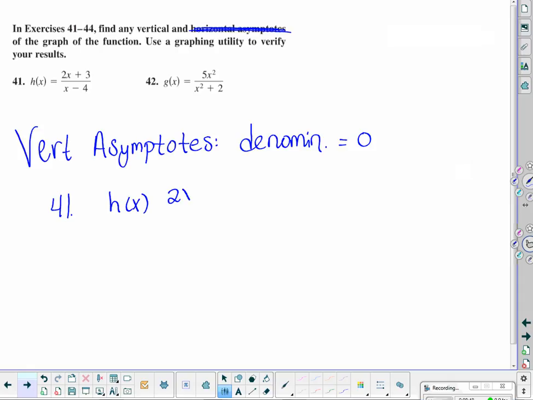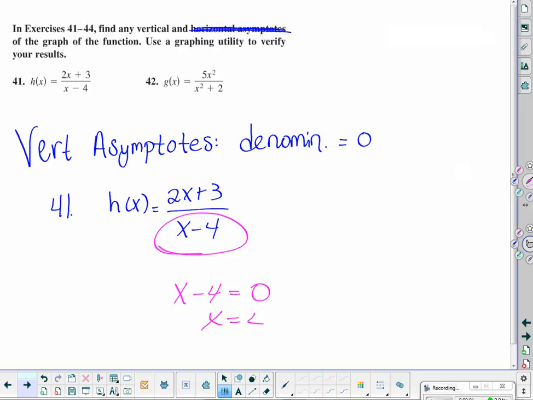So if I've got my numerator, I don't care about the numerator hitting 0. What I care about is the denominator. And if the denominator goes to 0, we are trying to divide by 0. So in this case, x being 4 is a big problem, and it creates a vertical asymptote at x equals 4.